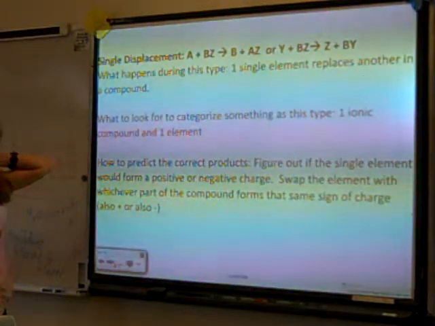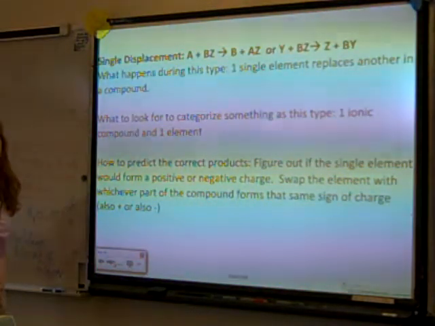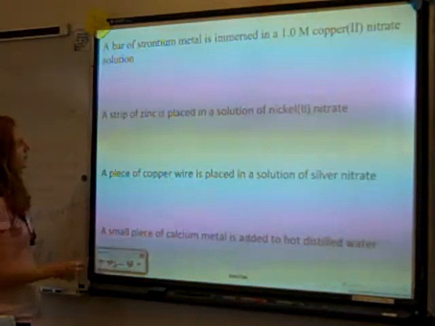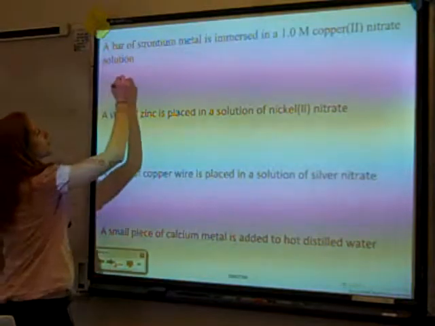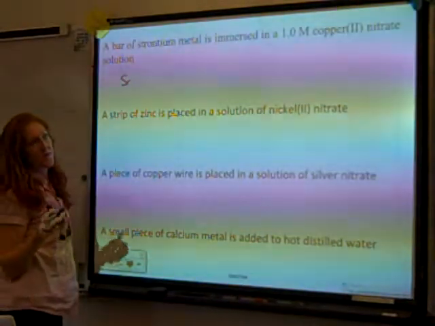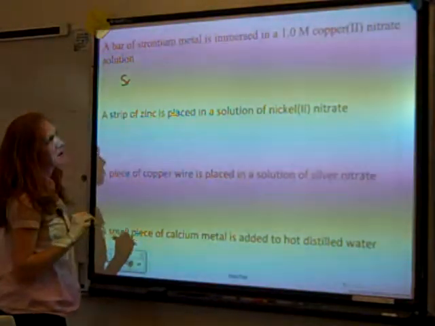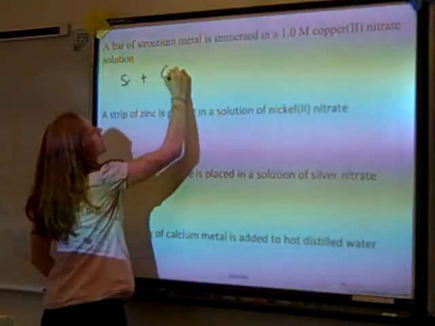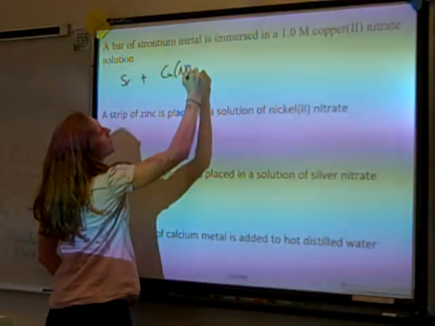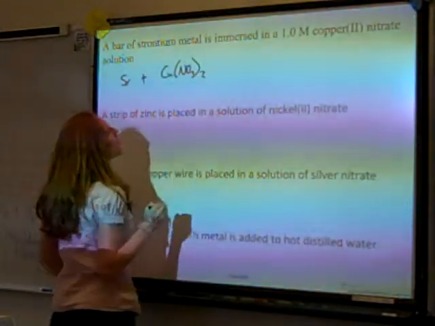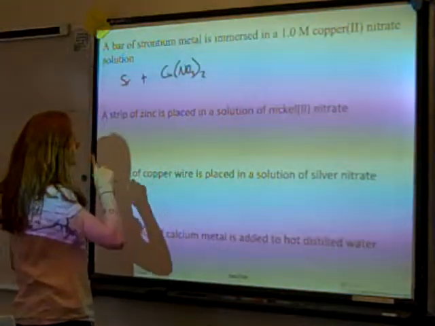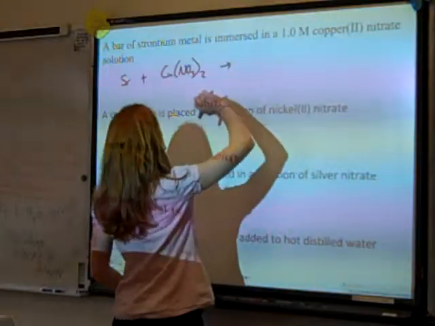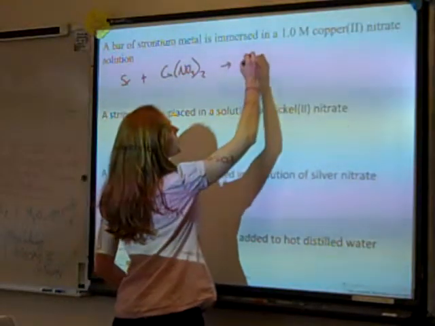You have to know to be able to do these correctly. Again, you're going to have to know your polyatomic ions sometimes. You're going to have to know common charges that metals form. And that's about it. So I have a bar of strontium metal, Sr. It forms a positive charge, so it's going to be the first part of this compound when it swaps. It's immersed in copper 2 nitrate, so plus Cu(NO3)2. What that's going to make is strontium nitrate, and the copper is going to be by itself.